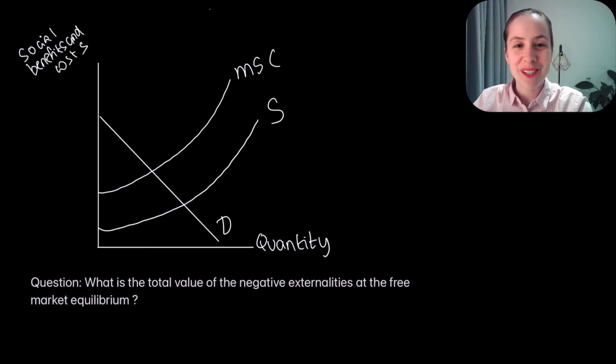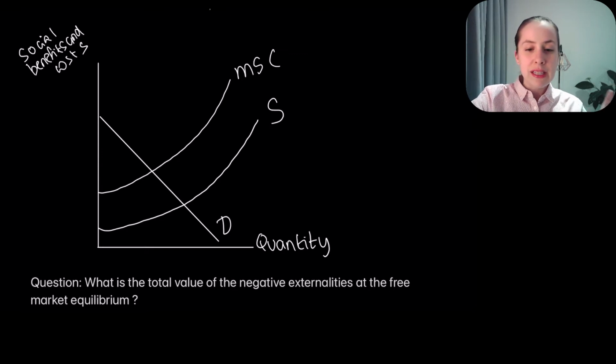Into this YouTube video, we are going to look at a really good, fun question that I've come across in multiple choice style questions, and it was related to externalities, so I thought, as we're on this topic, we can have a go at trying it out. Here's a version of the question: what is the total value of the negative externalities at the free market equilibrium?